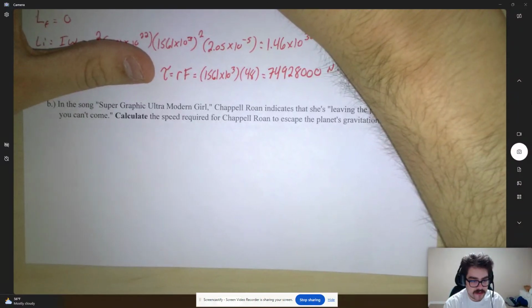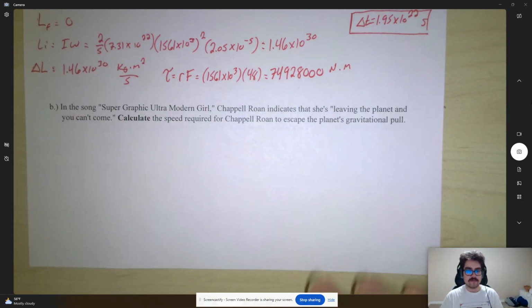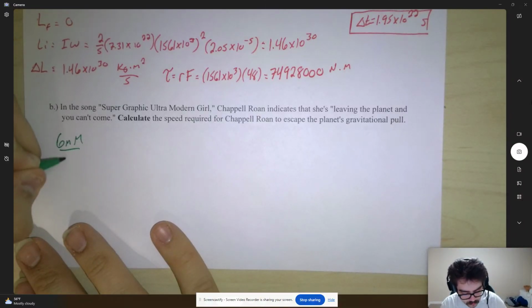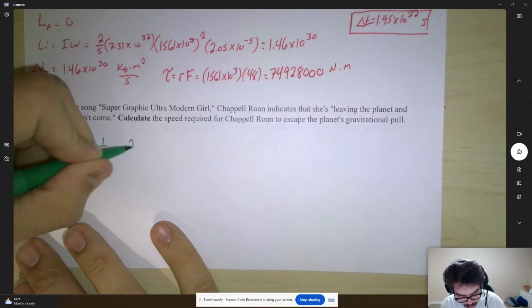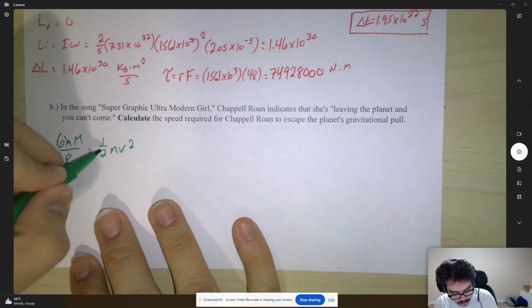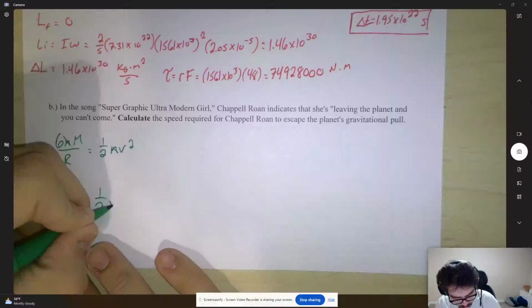Part B says, in the song Super Graphic Ultra Modern Girl, Chappell Roan indicates that she's leaving the planet and you can't come. Calculate the speed required for her to escape the planet's gravitational pull. This is an escape velocity question. Escape velocity occurs when all of your energy is kinetic. So G little m big M over R of the planet is equal to 1/2 little m v squared, little m being the mass of Chappell Roan, big M being the mass of the planet. I can cancel out my m's on both sides, and so I'm left with G big M over R equals 1/2 v squared.